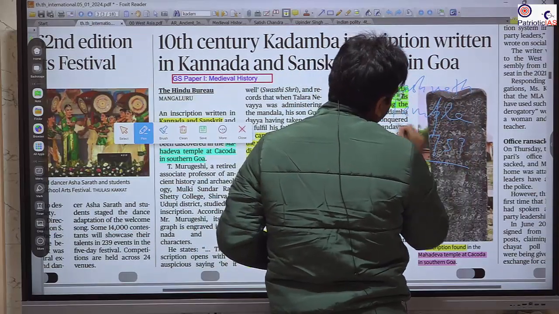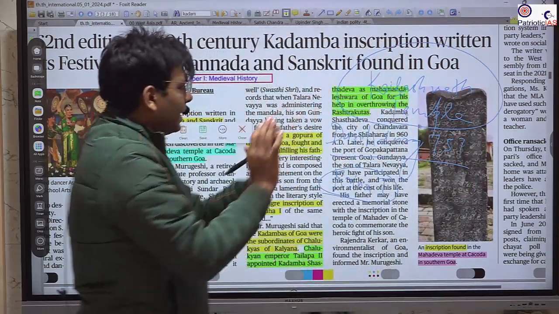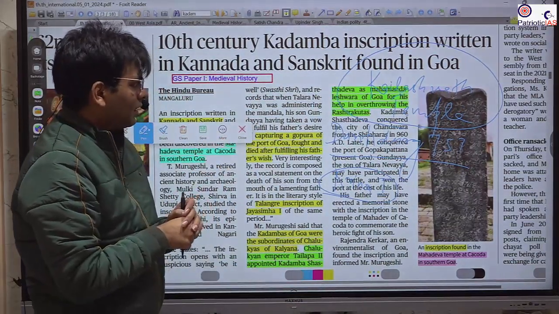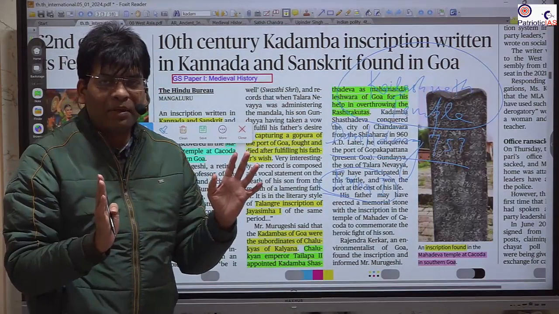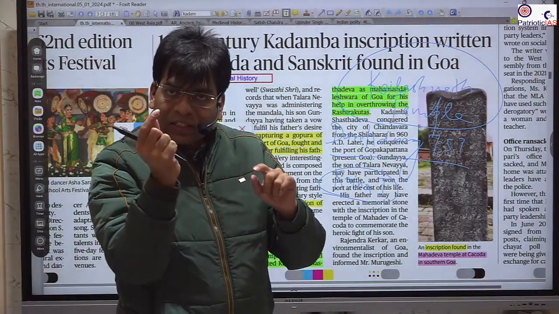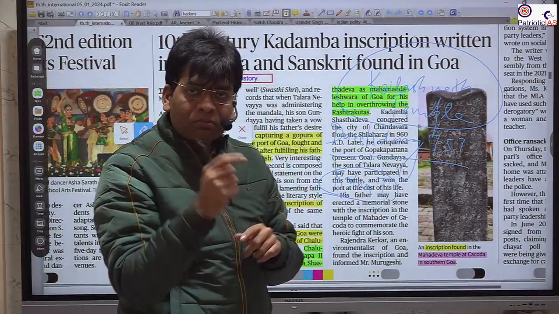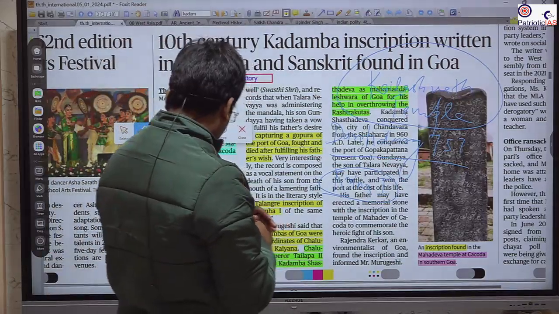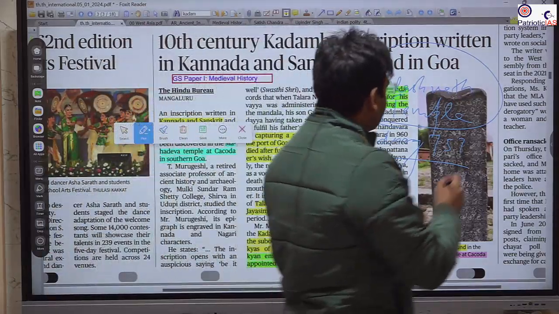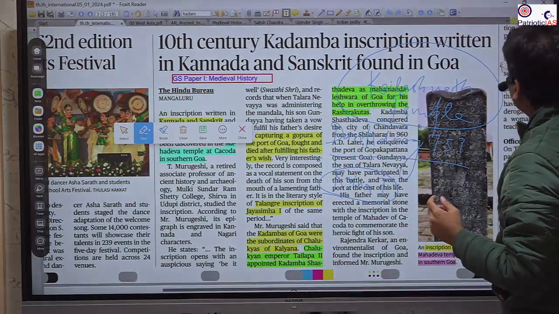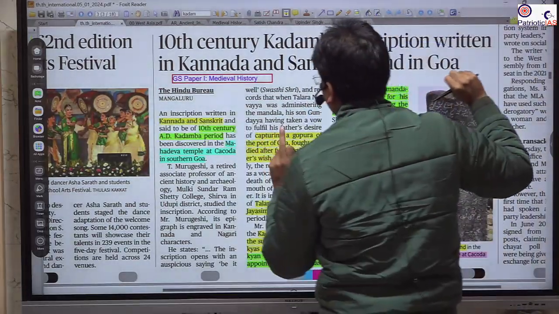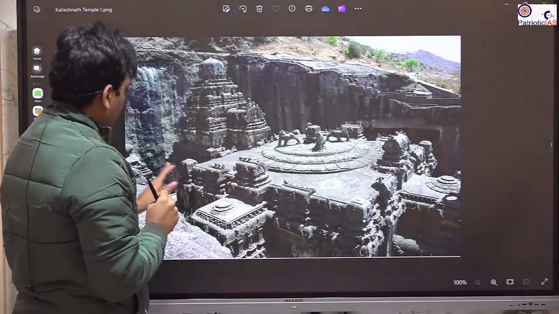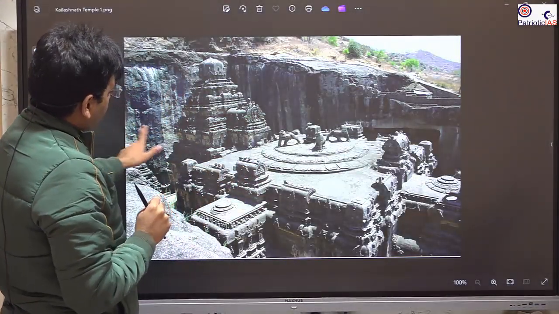What is the main feature, what is the salient uniqueness of this Kailasnath temple? It is a huge temple constructed in a single rock, a monolith rock. So you can be surprised to see this temple. Let me show you. And this is in the Ellora cave. Okay, you should know the Ellora cave, Ajanta cave. This is particularly the temple.